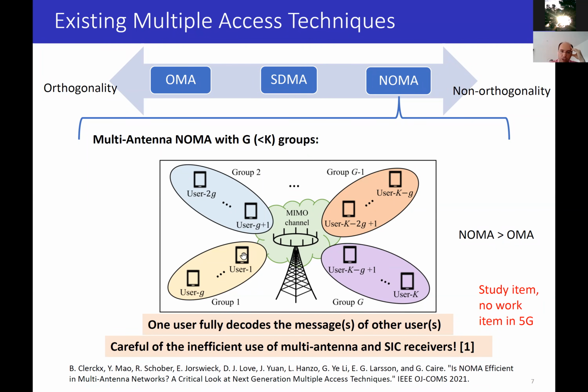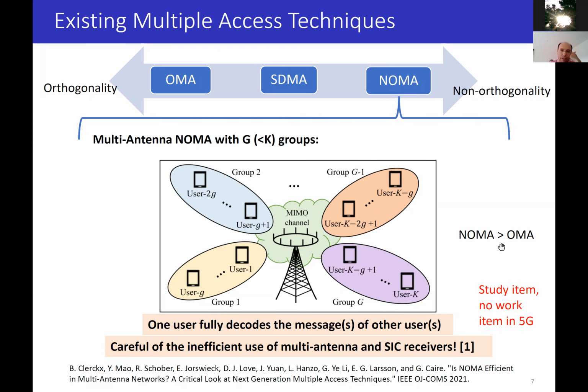So user 1 here, for instance, would have to decode the message of user 2, user 3, all the way to user G. And the number of groups could change. You could have only one group, or you could have multiple groups. Right. Now we know that if you do that, NOMA is superior to OMA.